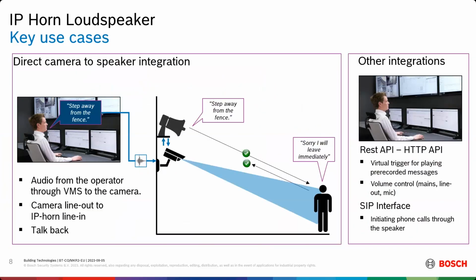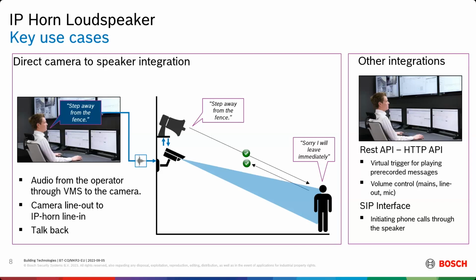Then there is direct speaker to camera integration possible if both of the devices are installed on the same pole. So what we can do, if we have a camera which has an input and output for audio, is directly wire it to the speaker, which also has an input and output for audio. So if the operator then talks from the control room through the camera, this voice is actually reinforced or amplified by the loudspeaker, and it can be used to address the person standing in front of it.